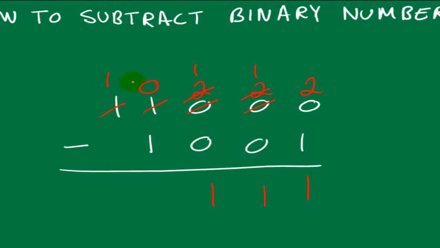Just borrow a unit from here. That makes this 0 a 2. 2 minus 1. And this should be a 0, I'm sorry, since we borrowed a unit. So 2 minus 1 is 1. And our answer is 15. And that's what we expected, since this is 24 and this other number is 9.